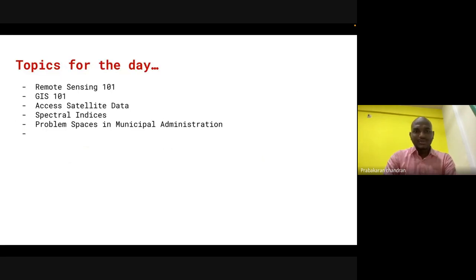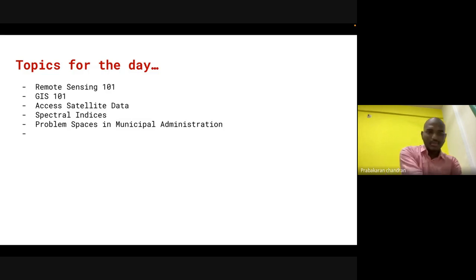So in today's session, we'll be discussing the fundamentals of remote sensing, what the different satellites available are, and what the primary source of data is, so that we can use it for our use cases, and the spectral indices, the different spectral features that we can use for remote sensing, and the different problem spaces that are faced by any municipality, and for one or two of those problem spaces, how we can actually solve them through remote sensing and machine learning.